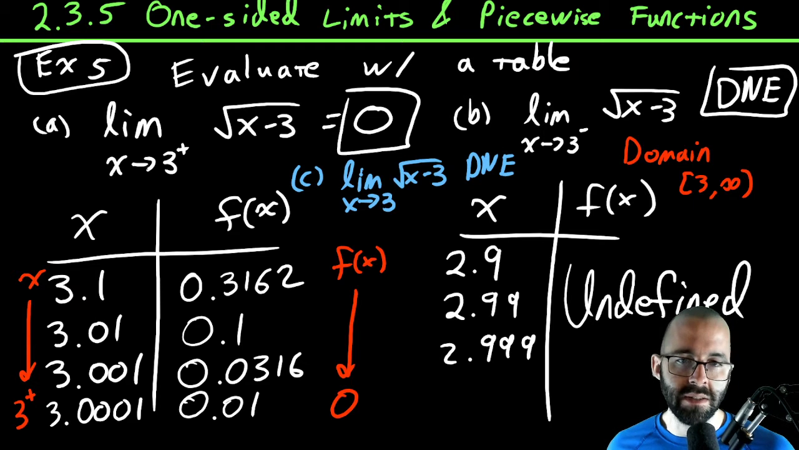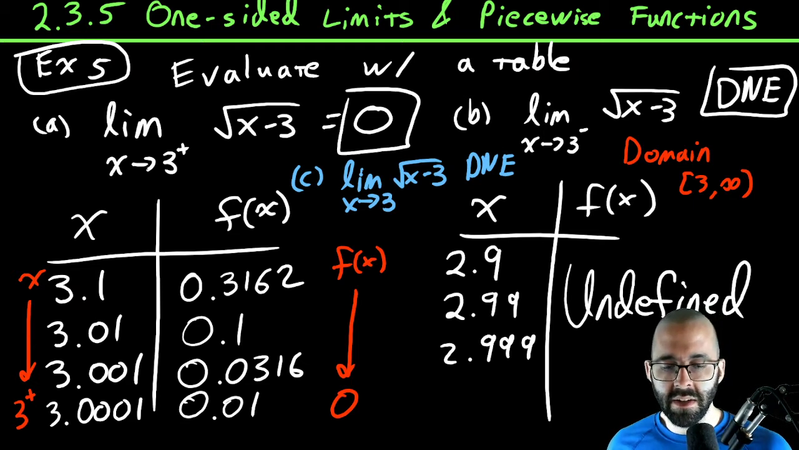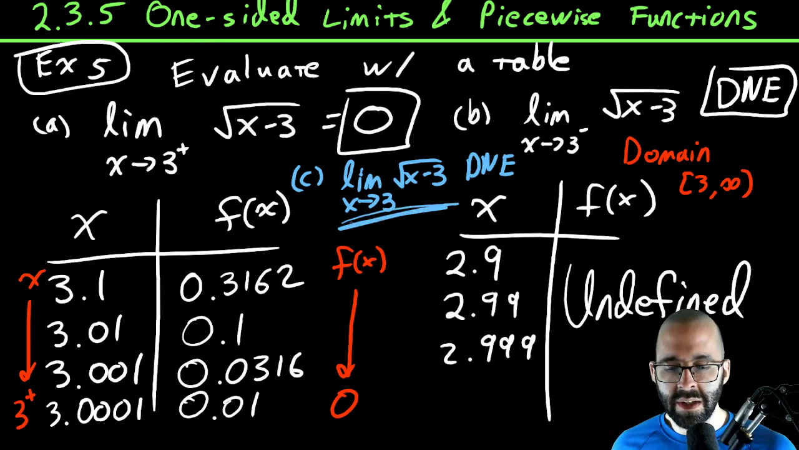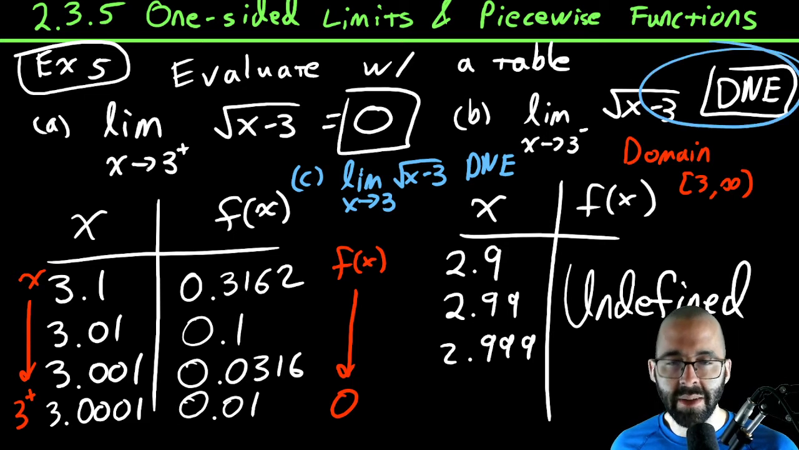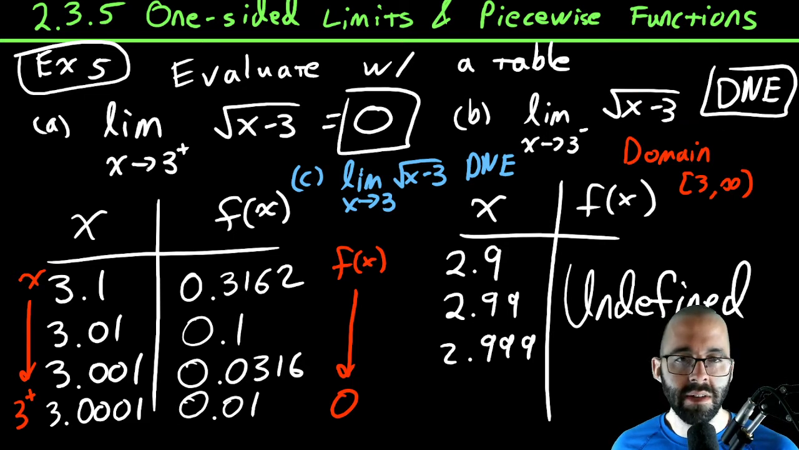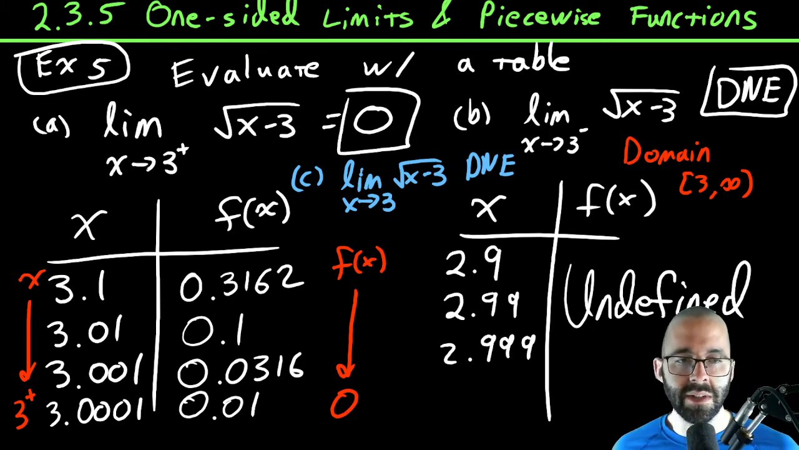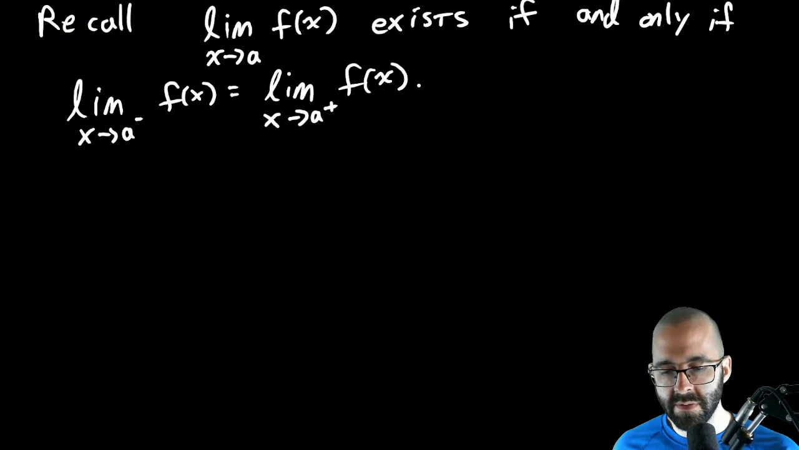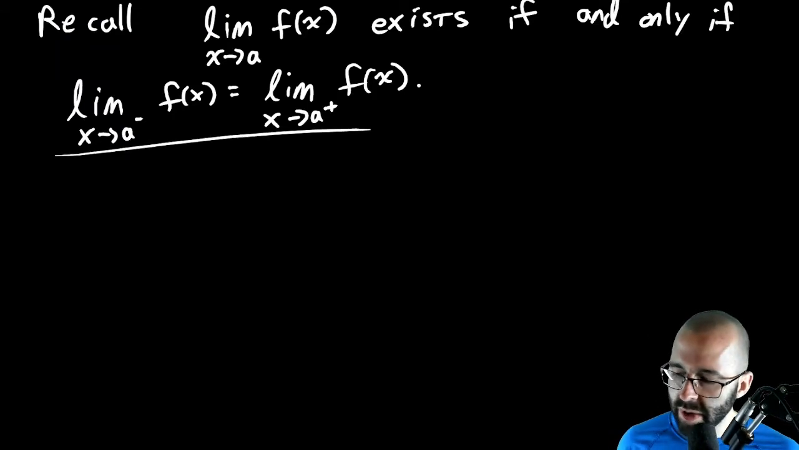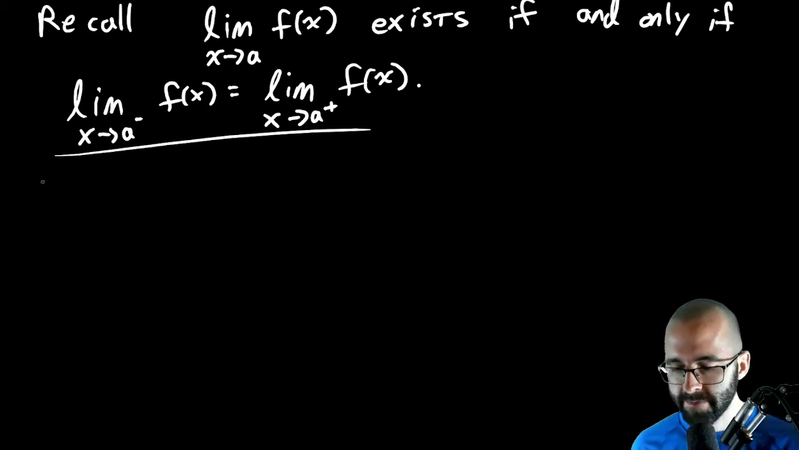The answer would be does not exist. For this limit to exist, this limit would have also had to have been 0. So we need the limit to be the same from both directions for a limit to exist. All right, so we're going to use this property when we talk about piecewise functions.